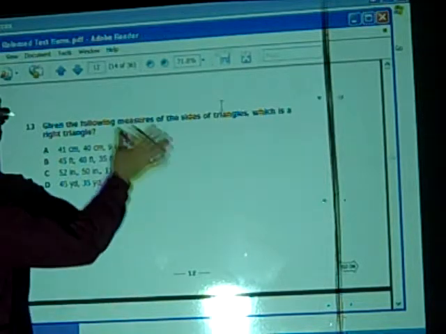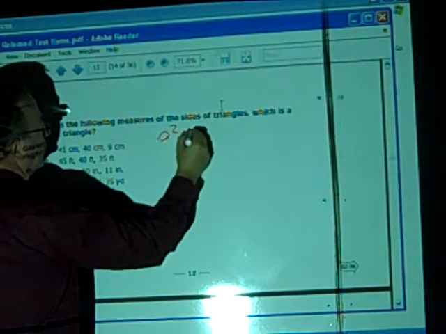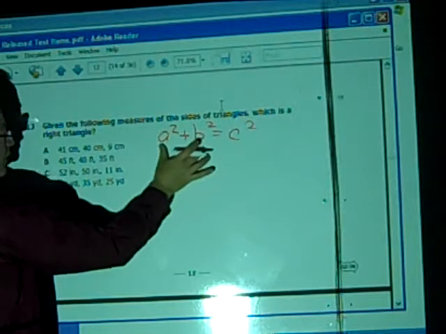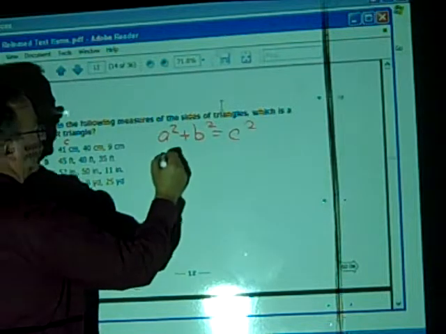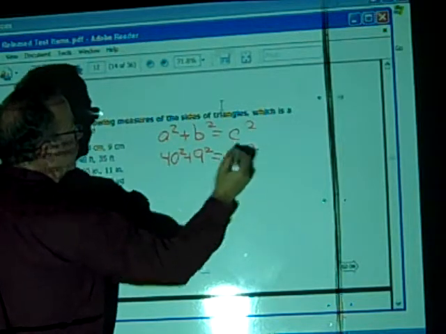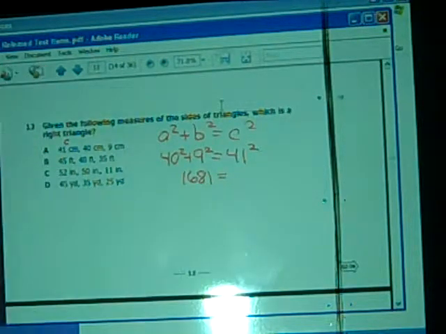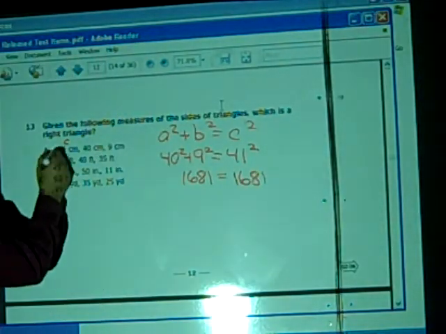It says, given the following measures of the sides of a triangle, which is a right triangle? Okay, so this one might require a little bit of work. For it to be a right triangle, the sides are going to have to fit into the Pythagorean theorem, A squared plus B squared equals C squared. We know that the largest one's always going to be C because you're adding the other two to get that one. So we're going to do 40 squared plus 9 squared equals 41 squared. All right, 1600 plus 81 is 1681. And if we do 41 squared, we'll see that that is also 1681. Therefore, A works. We don't have to do anything else.